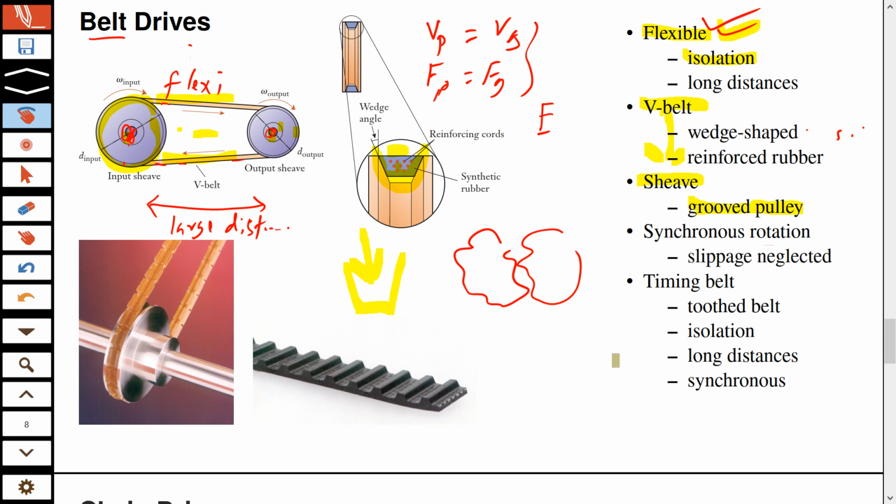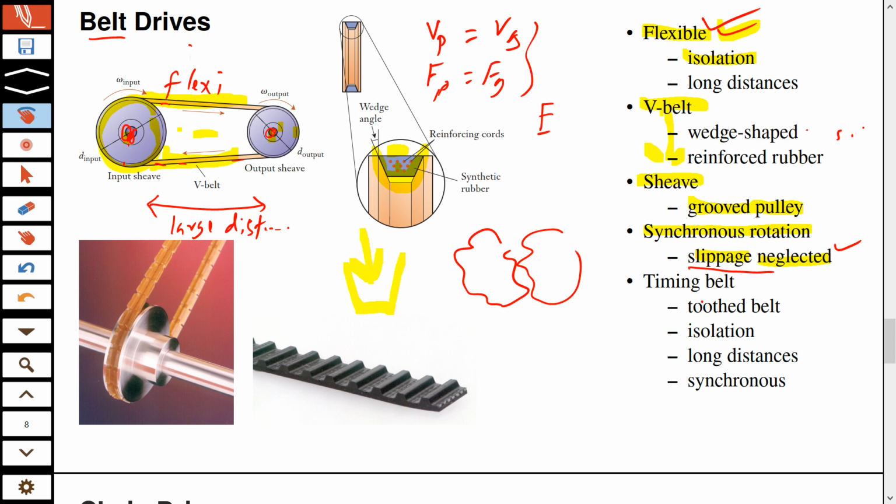Because of flexibility, you will have some slippage. They will slip past one another, but you can't avoid that. But if that slippage can be neglected, if it's not too much, then you can assume synchronous motion, just like gears. Although you don't have gears, they are separated, isolated at long distances, you still can assume synchronous motion, just like gears. So the mathematical equations will be the same for gears and belt drives if you ignore slippage. This is what we'll do for problem solving. The error will not be that significant.